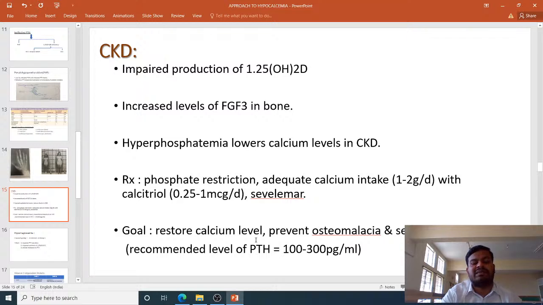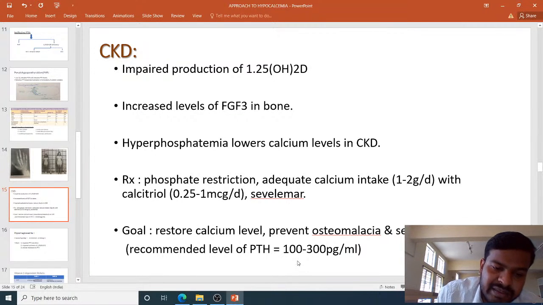So the goal is to restore calcium level and prevent osteomalacia and secondary hyperparathyroidism. The recommended level of parathormone is 100 to 300 picogram per milliliter. So we should be preventing secondary hyperparathyroidism, restoring calcium level and preventing osteomalacia. So this is how you treat a patient with CKD and maintain calcium metabolism.